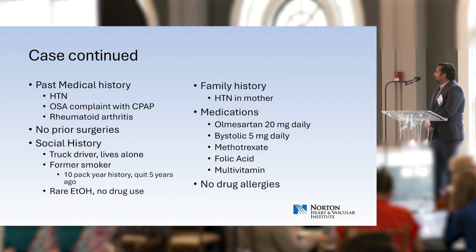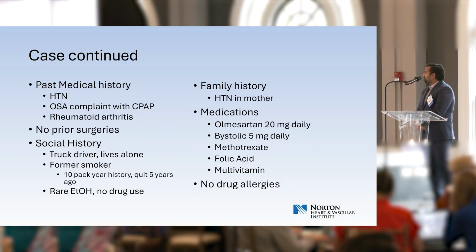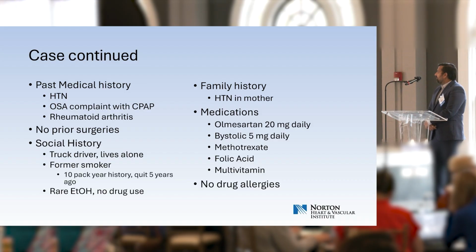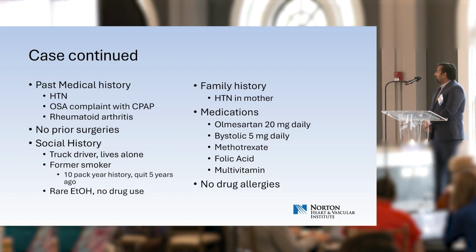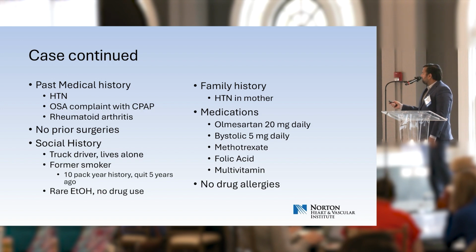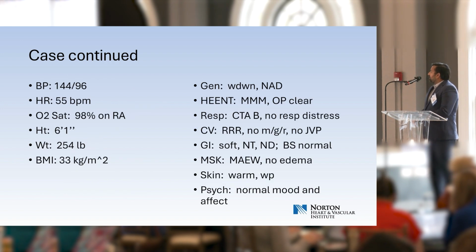Quickly, his past medical history: hypertension, sleep apnea, and rheumatoid arthritis. He was a truck driver, and he had a former smoking history, but currently doesn't smoke. A few medications for blood pressure and methotrexate for his RA. Blood pressure was slightly elevated in clinic, his BMI was 33, and heart rate was 55. Otherwise, his exam was normal.